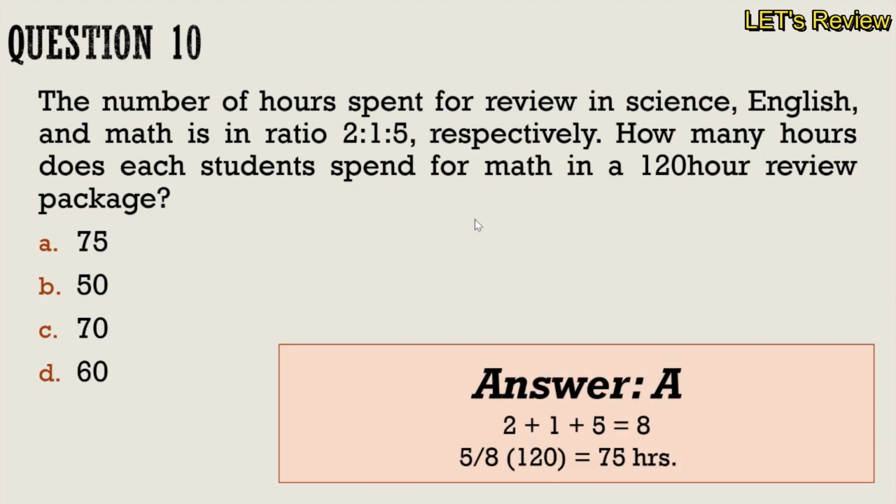The answer is A. 2 plus 1 plus 5 is equal to 8. And we are looking for the number of hours spent for math. So we have 5. So 5 divided by 8 times 120 is equal to 75 hours.